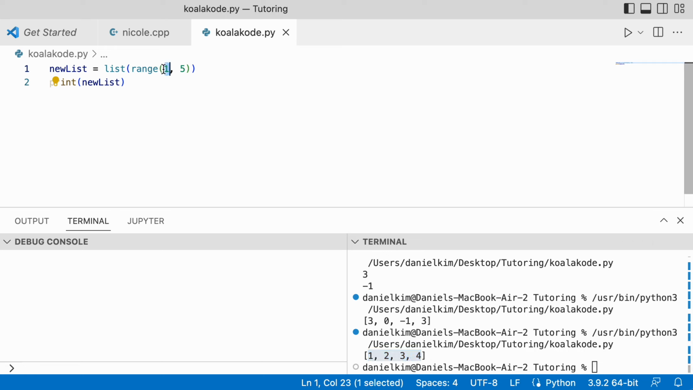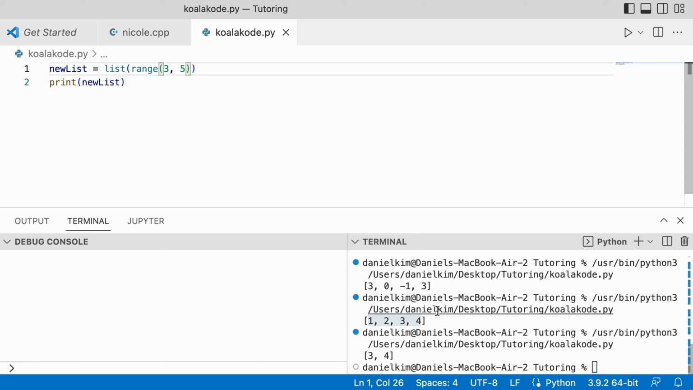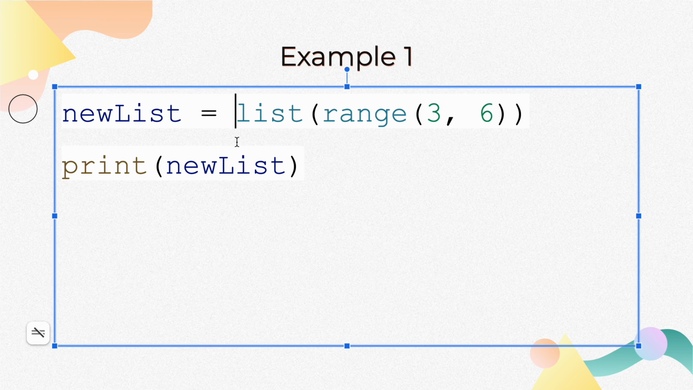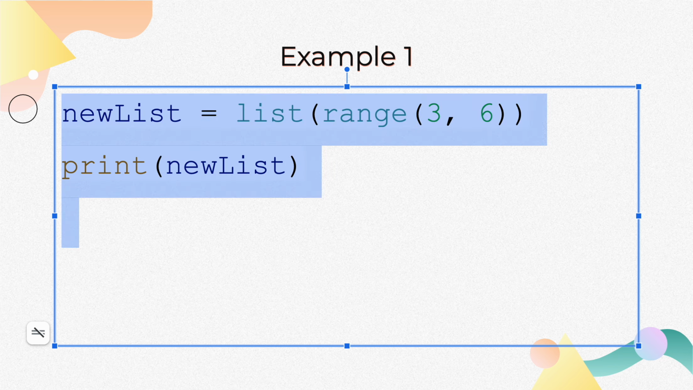Let's say that I change these two numbers so that we have 3 and then 5. Think about what this code will do. We get 3 and then 4. Notice we don't go all the way up to a 5. The list here will basically just change our range into a list data structure. As you can see in this example, try running this code and see what you get.